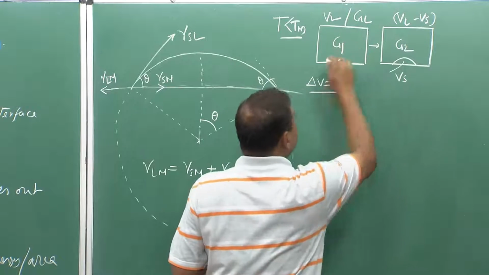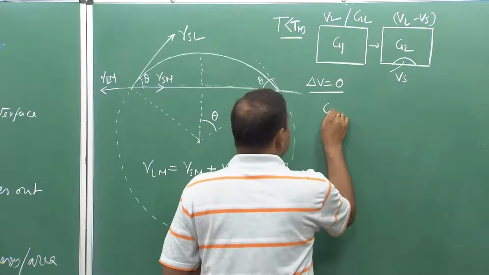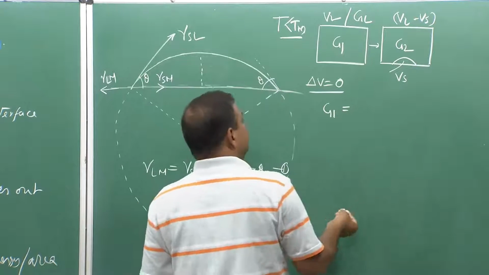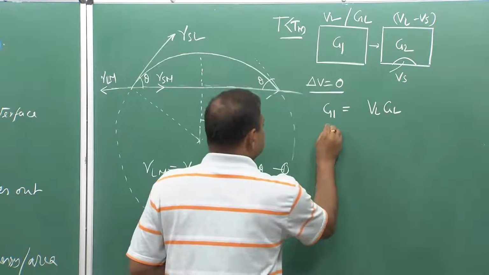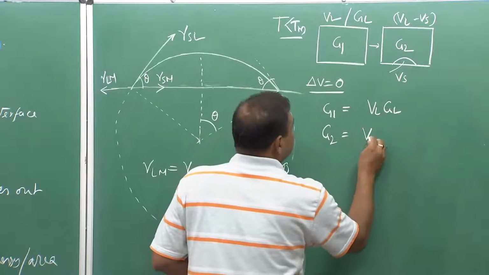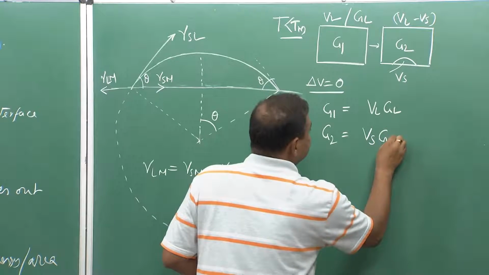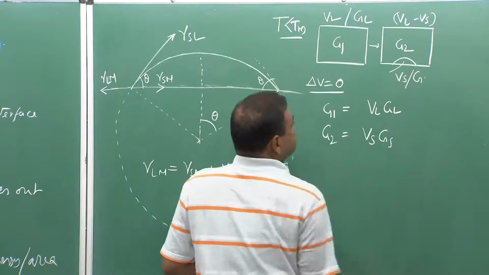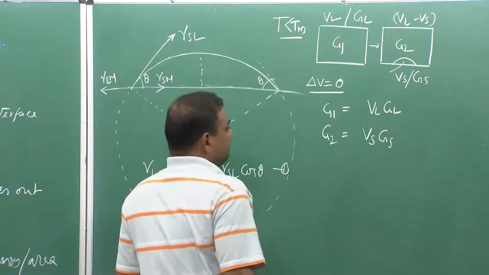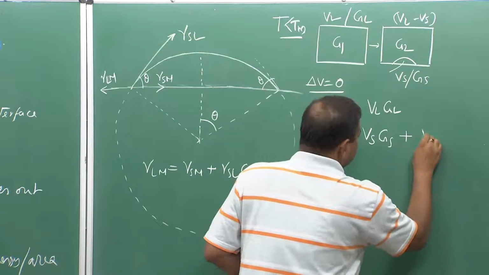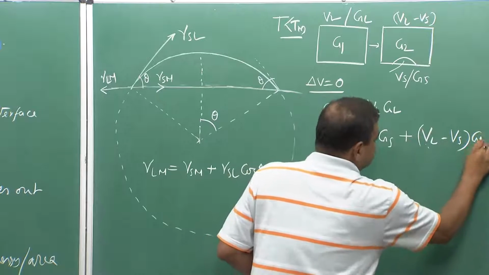So, that means the transformation is taking place from G 1 to G 2. Whenever I calculate G 1, it is the same calculation, V L G L. Similarly, G 2 would be V S G S, where G S is the free energy per unit volume of that solid, plus V L minus V S, the remaining liquid, times G L.